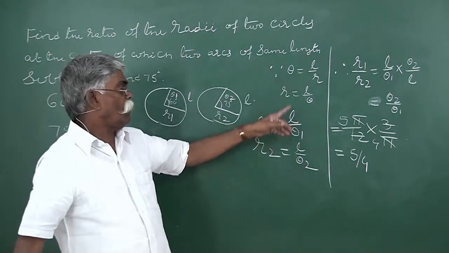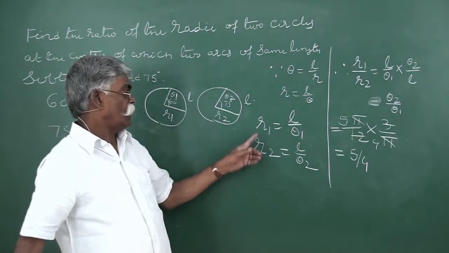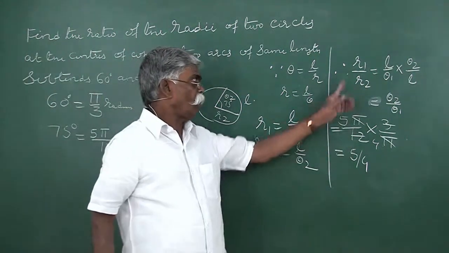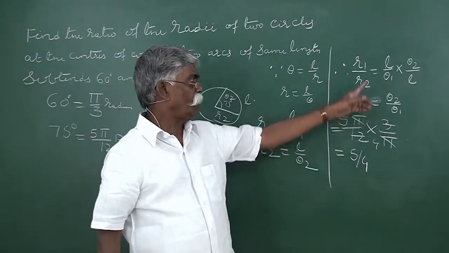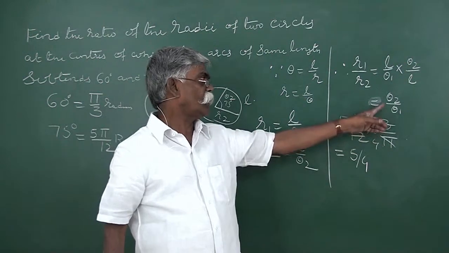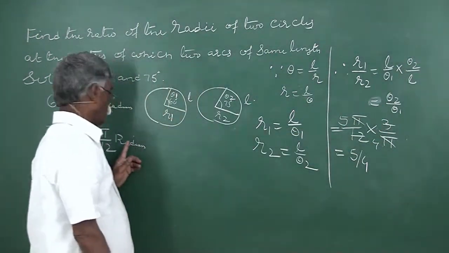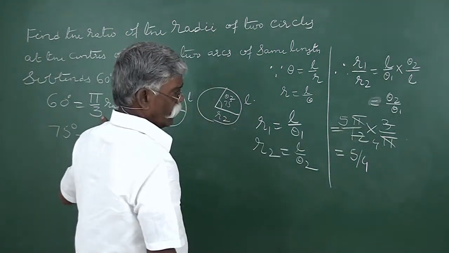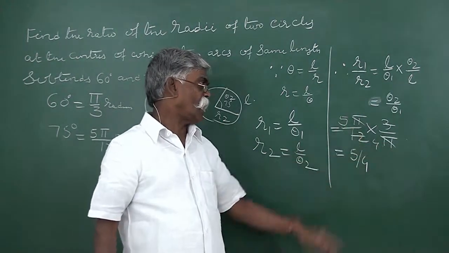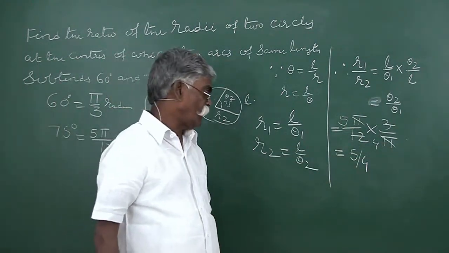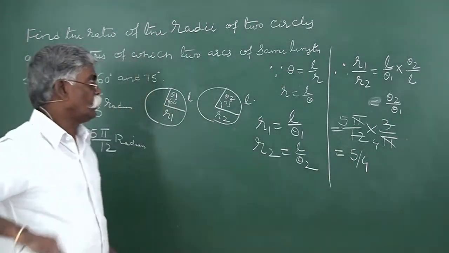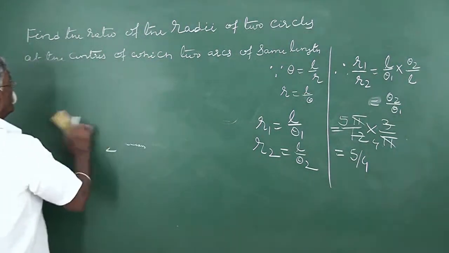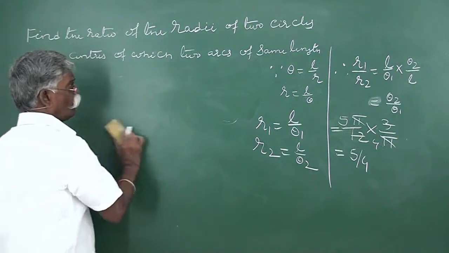Now theta equal to L by R implies R equal to L by theta. Hence R1 is equal to L by theta 1 and R2 is L by theta 2. Therefore R1 by R2 is L by theta 1 into theta 2 by L. Thereby it is theta 2 by theta 1. And theta 2 is 5 by 12 into, on reversing, 3 by pi, pi gets cancelled, 3/4. So therefore it is 5 by 4. So the final answer which we have to write is the ratio of the radii is 5:4.